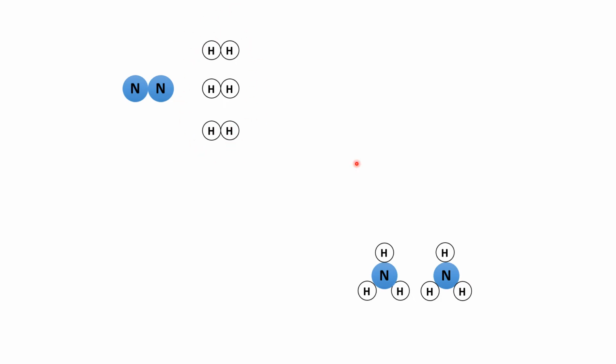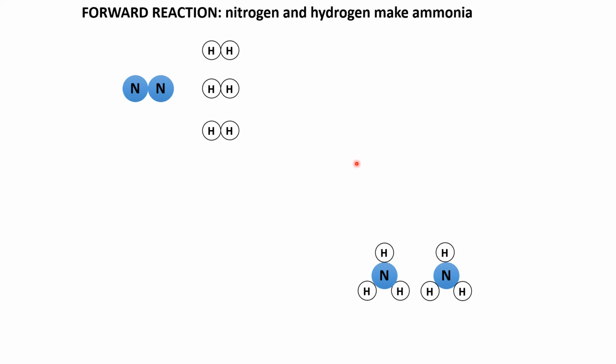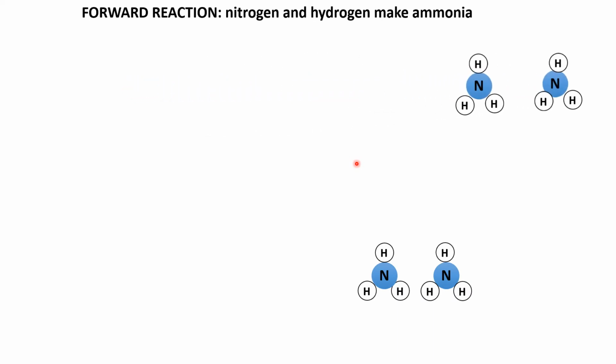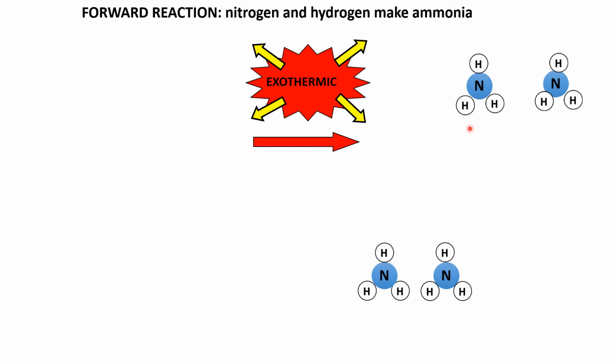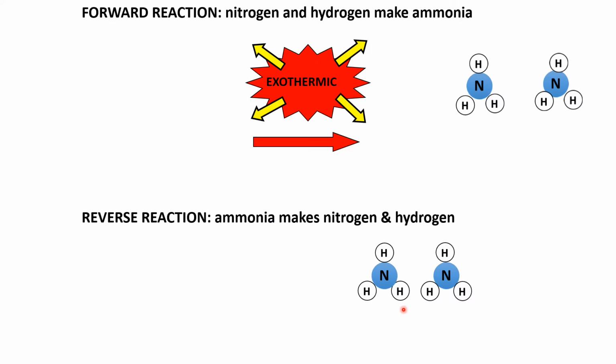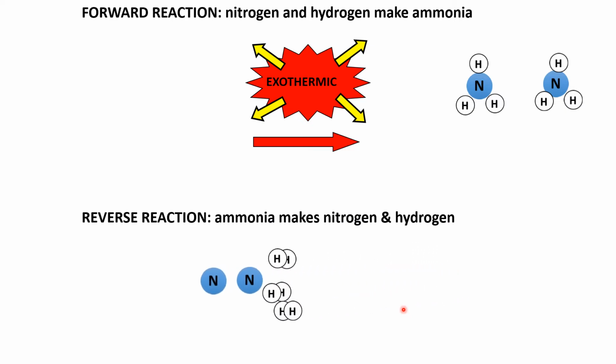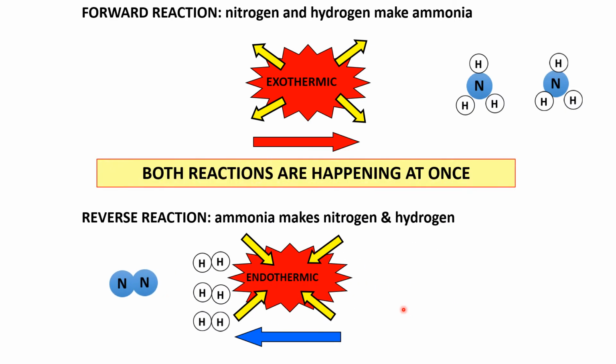The forward reaction is that nitrogen and hydrogen form ammonia, actually 2 lots of ammonia, 2 lots of NH3. And that forward reaction is exothermic. What can also happen though is that those 2 same ammonia molecules can react to make nitrogen and hydrogen again. They can decompose to make N2 and 3 lots of H2. That reverse reaction is endothermic.